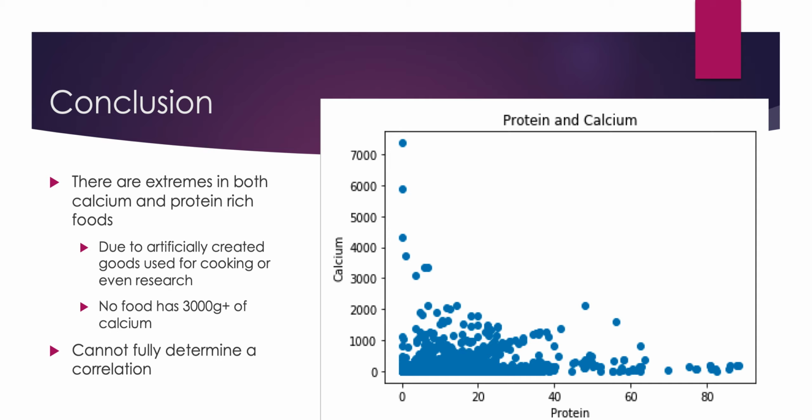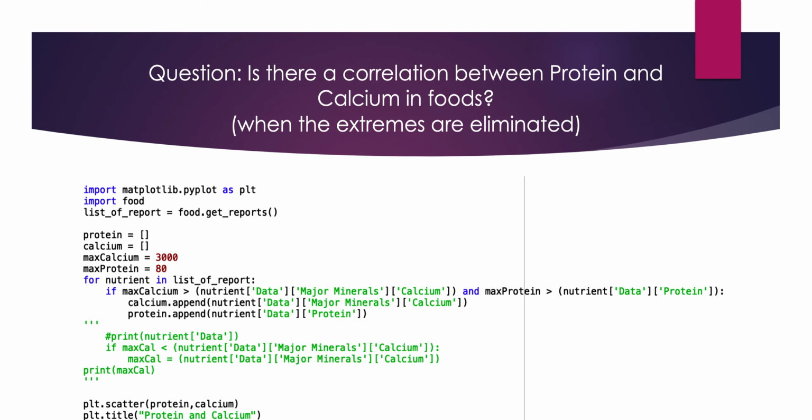It is not typical within a traditional diet, and therefore we should not fully utilize this data because it's not relevant to what we consume day to day. So because of these large extremes, we cannot fully determine a correlation. However, if we would like to determine a correlation, we can eliminate these extremes. And what we did was we eliminated the top 10% of data in each calcium and protein to determine if there is a new correlation within the more relevant foods provided.